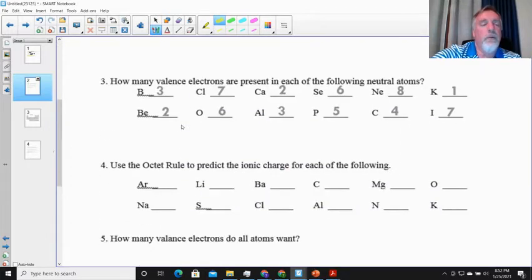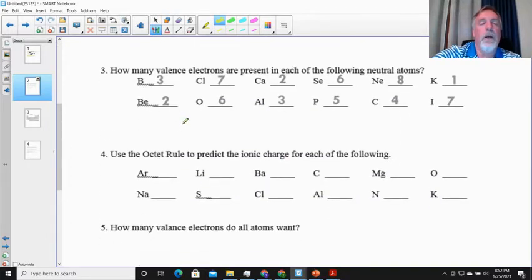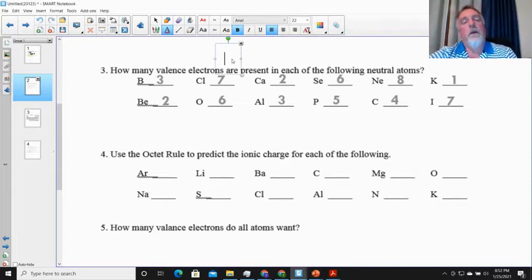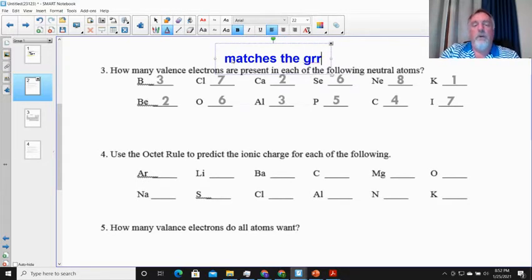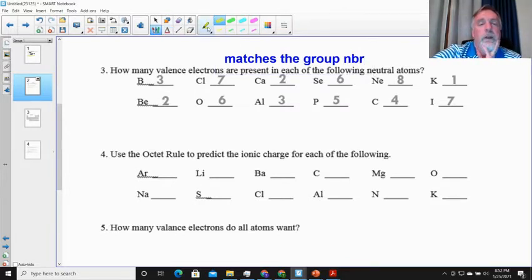Let's look at the next part. Flip over our bell work, and we go to the next part. How many valence electrons are present in each of the neutral atoms? Remember, all we've got to do here, guys, is it matches the group number. So you just look on your periodic table and write down what you saw for your group number. We're going to see it's real easy. Boron's in group 3, beryllium's in group 2, chlorine's in group 7, oxygen group 6, etc. Just write down the group number.